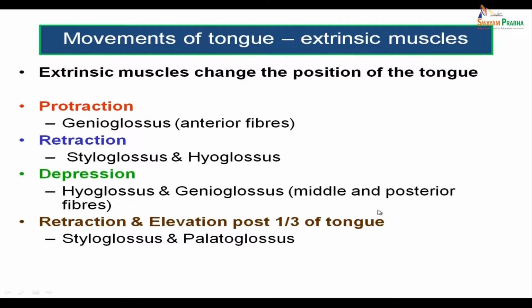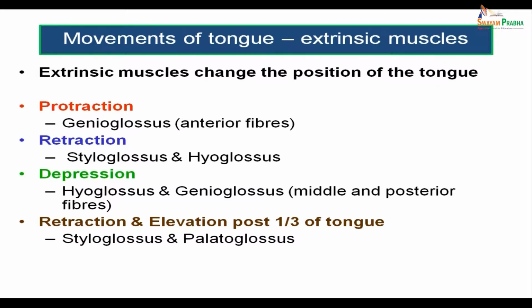So now let us come to the function of the muscles. The extrinsic muscles, very importantly, change the position of the tongue. The movement of protraction, that is pulling the tongue forwards, is brought about by the anterior fibers of genioglossus. Retraction, that is pulling the tongue backwards into the oral cavity, is caused by styloglossus and hyoglossus. Depression of the tongue towards the floor of the mouth is brought about by hyoglossus and the middle and the posterior fibers of genioglossus.